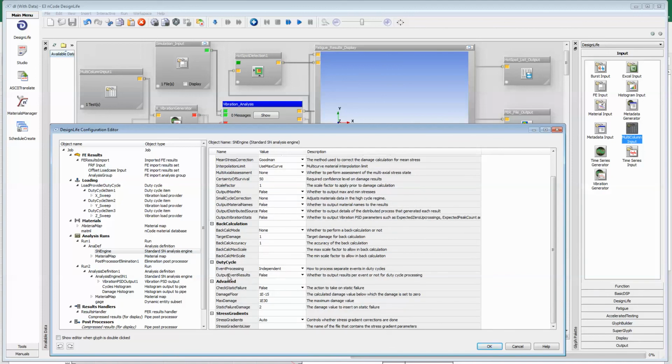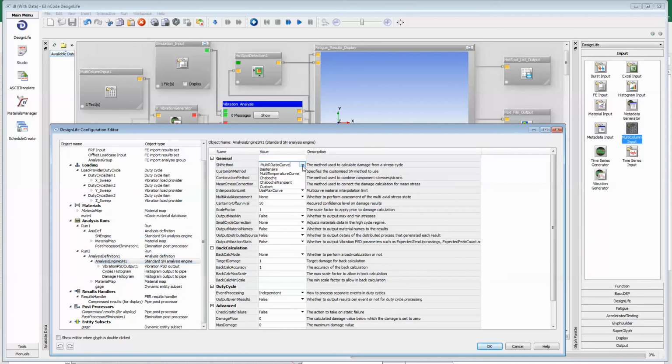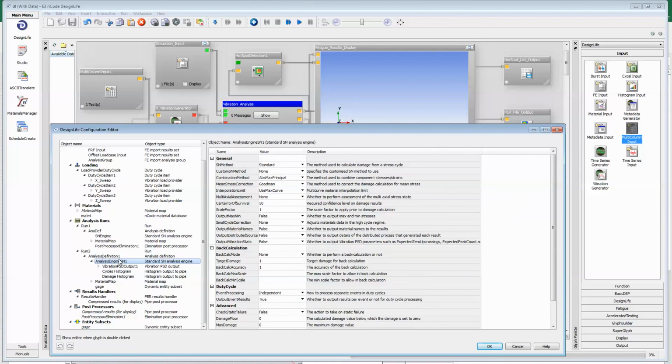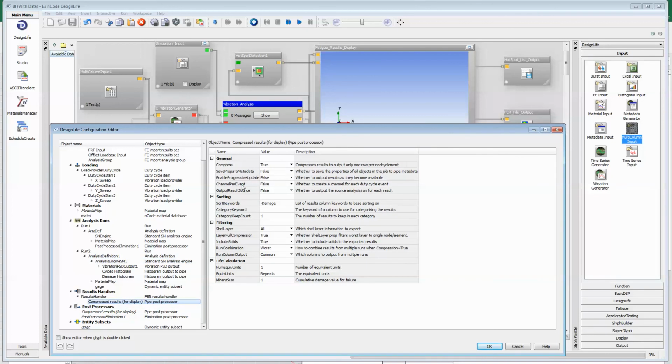The other thing is that we want output for every event, so that we can understand how much damage is caused during the X direction sweep, how much during the Y direction sweep, and how much during the Z direction sweep, in addition to the total damage. The same thing needs to be set for both analysis engines, and we will also use max principal stress based fatigue calculation. Output event results true. To view the individual event damages, we also have to set event per channel true here.